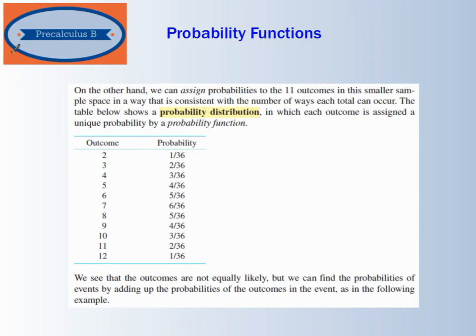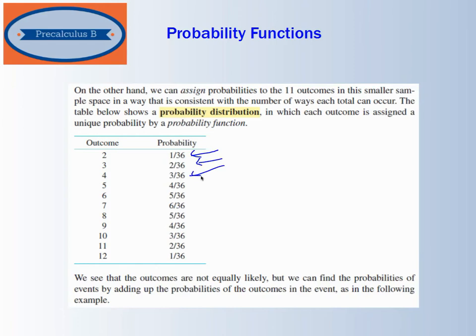So this table here is a probability distribution, all right, where each unique probability, so for 2 it's 1 in 36, is assigned by a probability function, right? So there's one possible way out of the 36 total in which we can get a 2. There are 2 possible ways to get a 3, 3 possible ways to get a 4, and so on down the line.